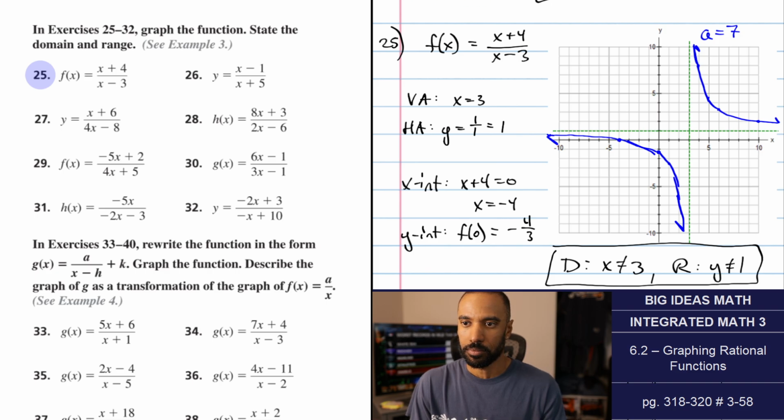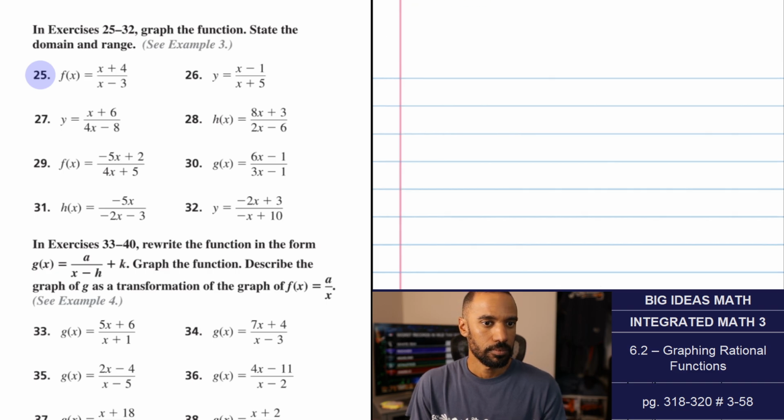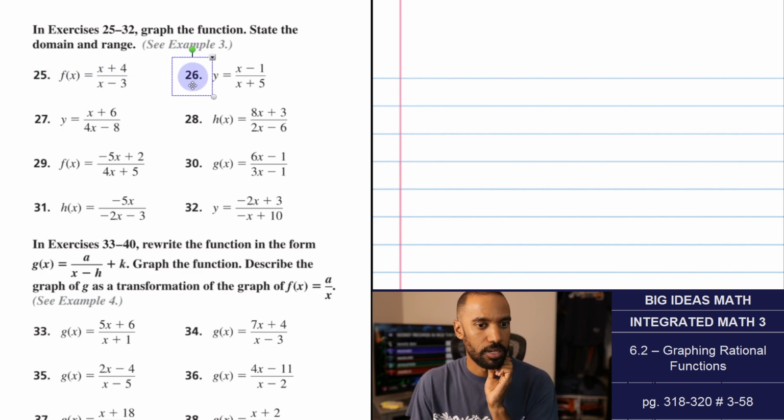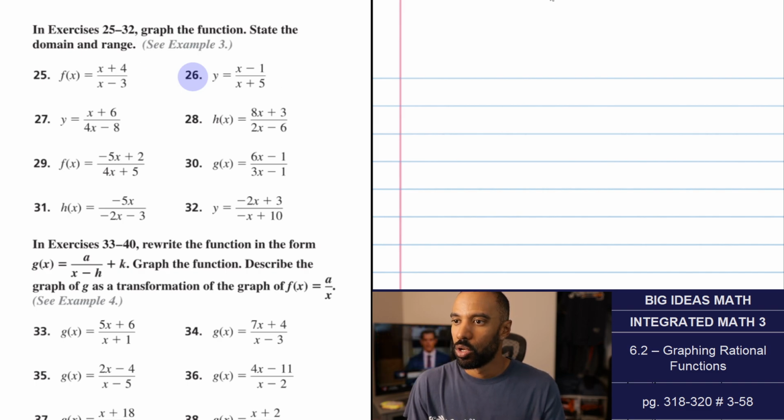Okay. Yes, these might take a while. Number 26, or maybe I get to do more speed up on problems as we progress forward. Number 26. Y equals x minus 1 over x plus 5.